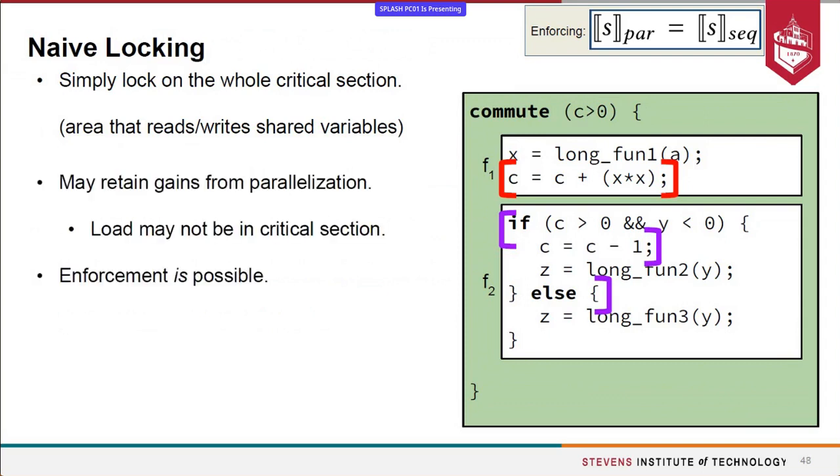And we actually retain a lot of the gains that we would get from naively parallelizing it, because the long functions fall outside of these locks. So this example shows that even with naive locking, it may be possible that we still get large gains from parallelization. And it also goes to show that it's always possible to enforce scope serializability.